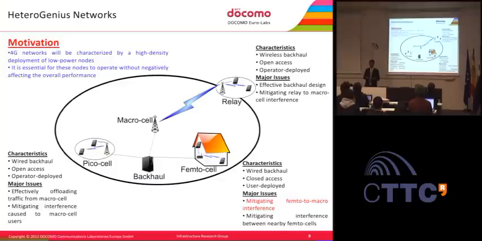why do we have these heterogeneous networks? So, 4G systems will be characterized by a very dense deployment of low power nodes. We know this. And it is essential that these nodes should operate without negatively affecting the overall performance of the system. So we can think of users connected to the macro cell as high priority users, and then users connected to these low power nodes as somewhat low priority users. So the high priority users should not experience a degradation in performance.